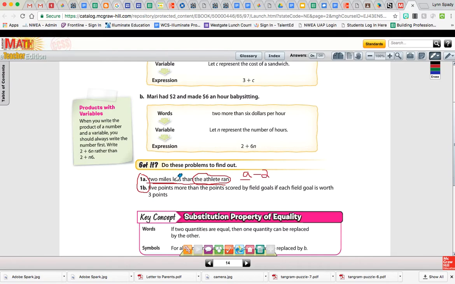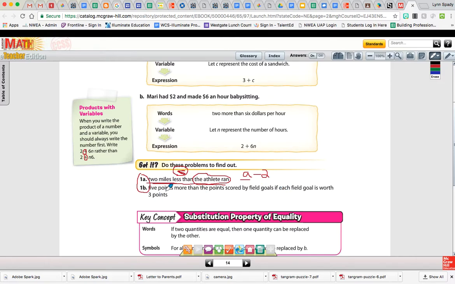Now, some students might think less than is this symbol right here, and you are absolutely right, that is a less than symbol. But in this case, we're writing algebraic expressions, and algebraic expressions have operations: addition, subtraction, multiplication, and division. If I asked you to write an inequality, that's when you'd start using these symbols here that you might be thinking of. But in this case, 2 miles less than the athlete ran is A minus 2.